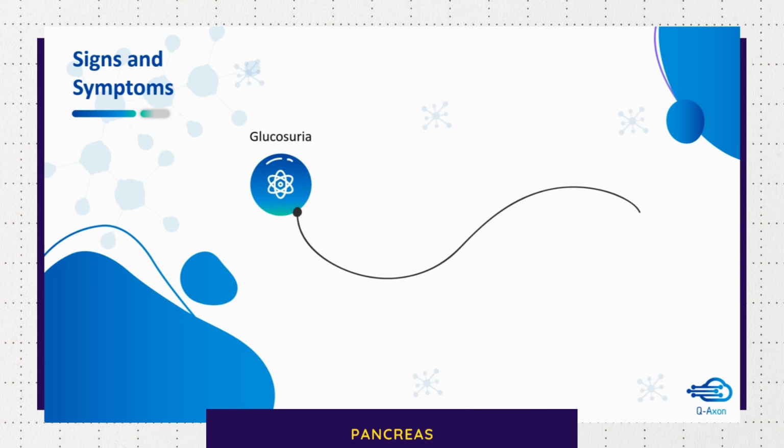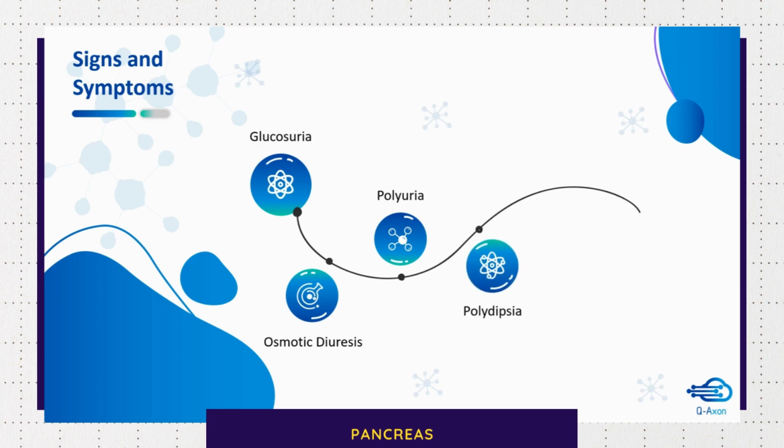Glucosuria refers to excretion of glucose in the nephrons. This will result in osmotic diuresis because presence of glucose in the nephrons will cause forced diuresis. This will result in polyuria, that is frequent urination. Because of increased urination, the thirst center will be stimulated and this will result in polydipsia, that is increased thirst.